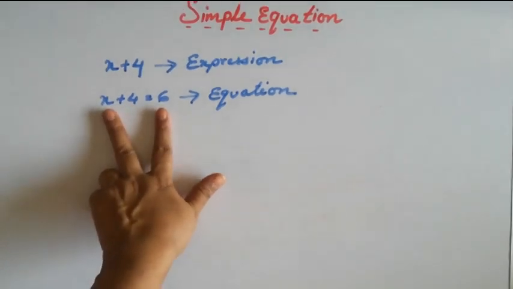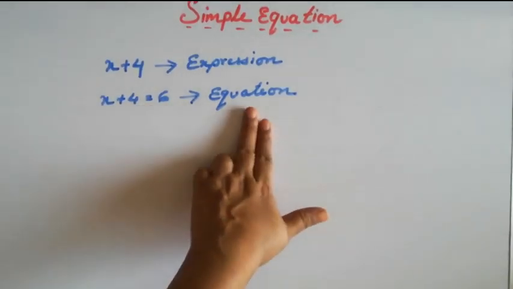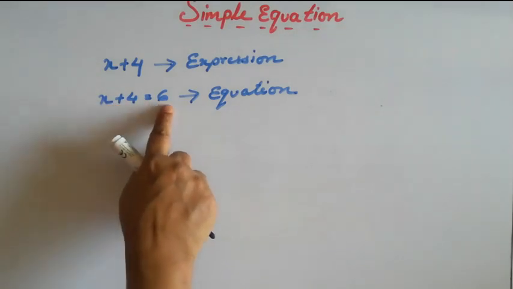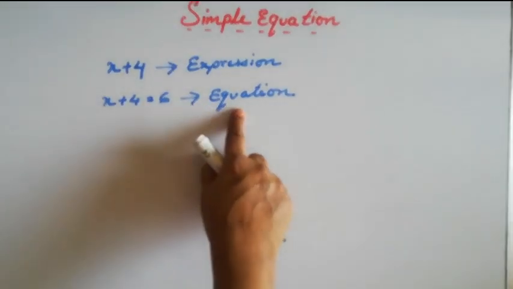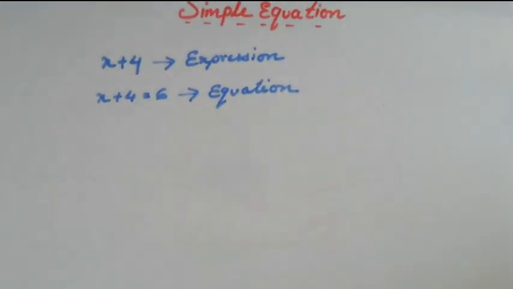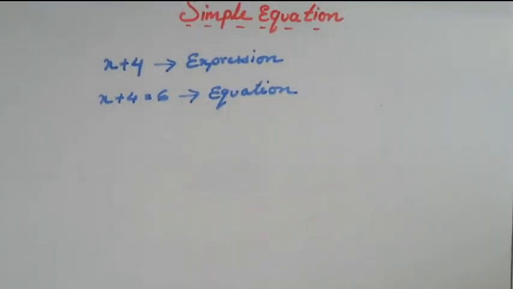Between two expressions, if we put an equal sign, it becomes an equation. These are two different expressions, and when we put an equal sign between them, it becomes an equation. So we can define an equation as: an equation is formed when two expressions are equal to each other. Okay, and an equation helps us to find the unknown quantity in the expression.